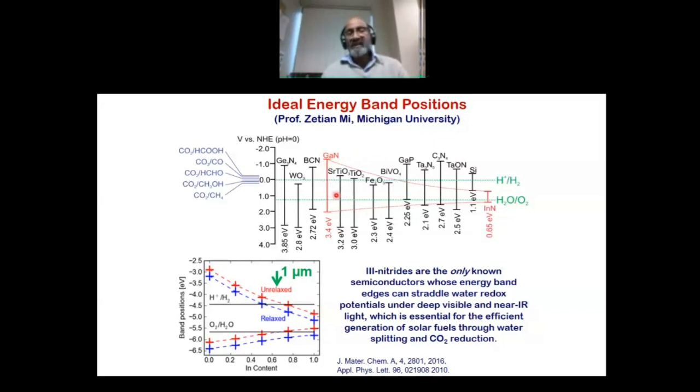But the only problem is that gallium nitride is a large band gap material that only absorbs UV light, but not visible light. Same case with titanium oxide, but indium nitride is not really straddling both these redox potentials of water here.